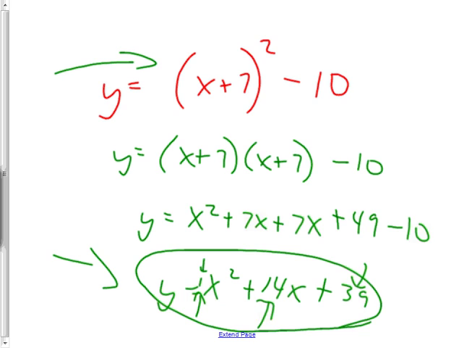I know the vertex of this is 7 comma negative 10. True or false? Why false? Negative 7 comma 10. Good. I always try to practice those common mistakes with you to keep you from making them.